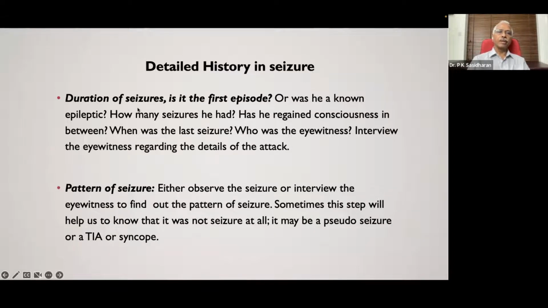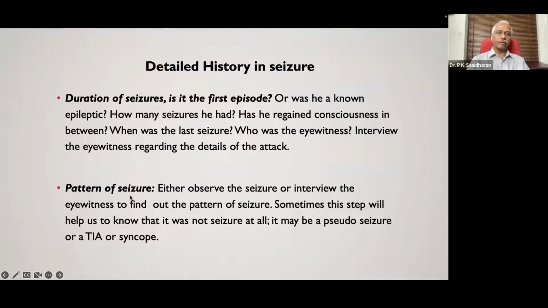In the detailed history, duration of seizure, whether it is a first episode or he was non-epileptic, has to be always clearly elicited. And how many seizures he had in the past? Has he regained consciousness in between? If he has not regained consciousness in between, it's a status epilepticus. When was the last seizure is very important. Who was the eyewitness is important. You have to get that person and interview the eyewitness regarding the details of the attack. That alone can differentiate it from other differential diagnosis issues. And this is the most important investigation. I will always repeat that interviewing the eyewitness is the most important investigation to diagnose it as a seizure disorder.